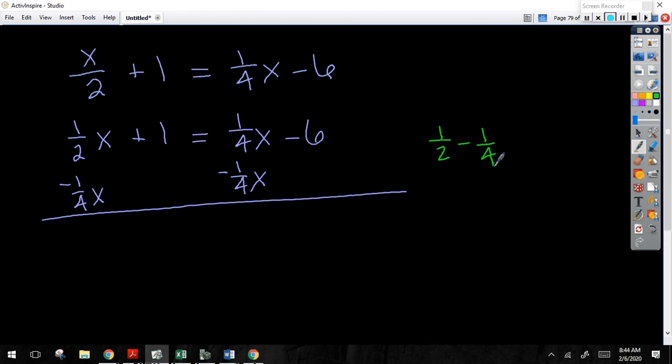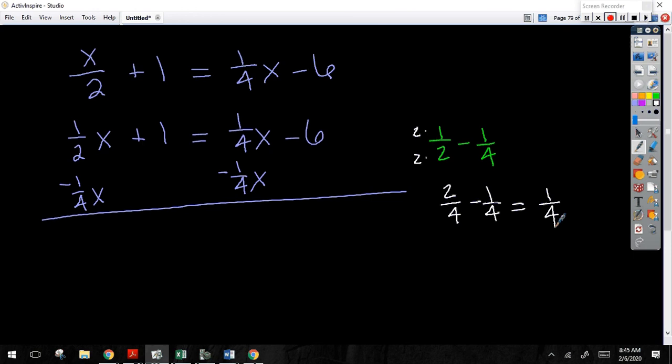1/2 minus 1/4. How do I go through and make sure that the denominators are the same? What can I make them? What do I need to make them? 4, right? So I need to look at that very first fraction and multiply the top and the bottom by what? 2. Okay, so I get 2 over 4 minus 1 over 4, which is what? It's 1 over 4. We just do the tops, we leave the bottom alone, right?